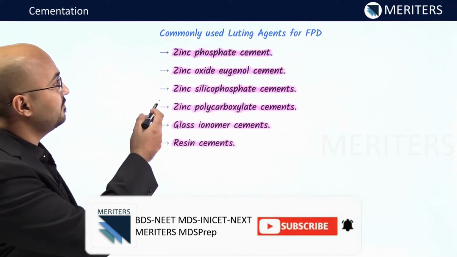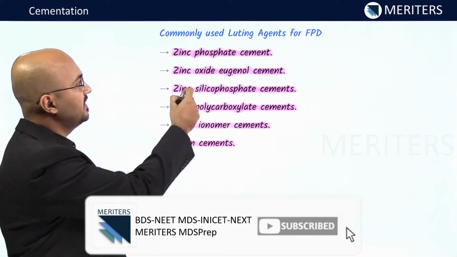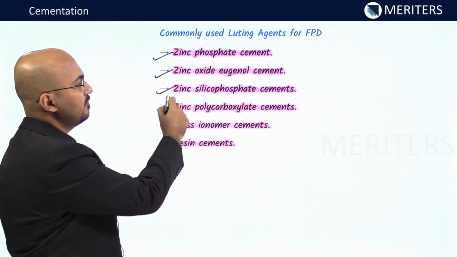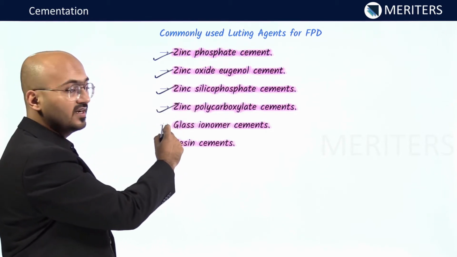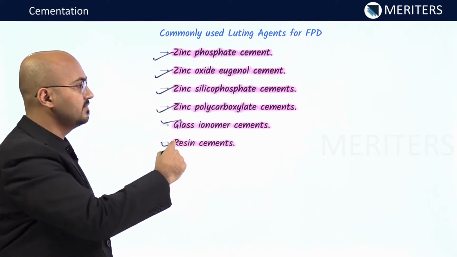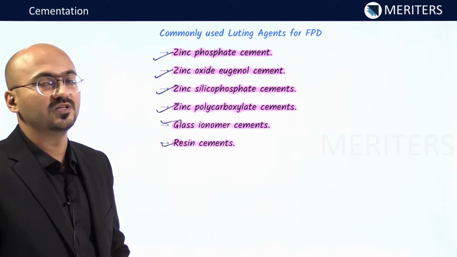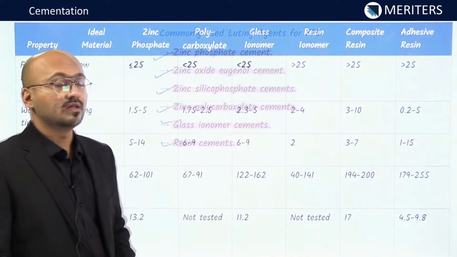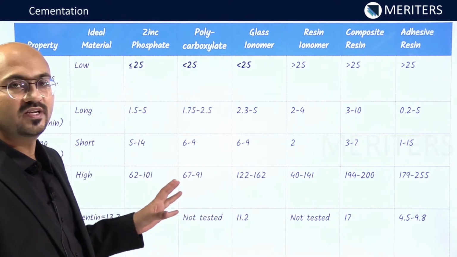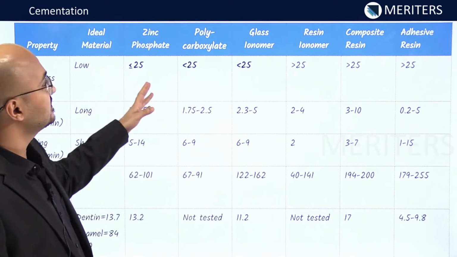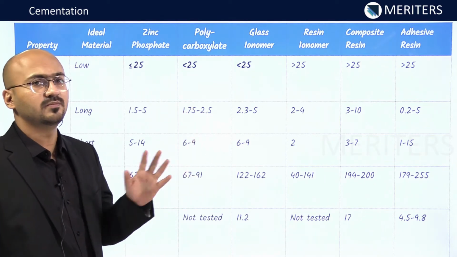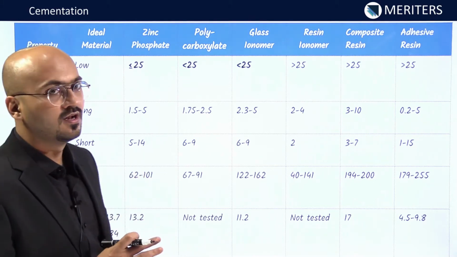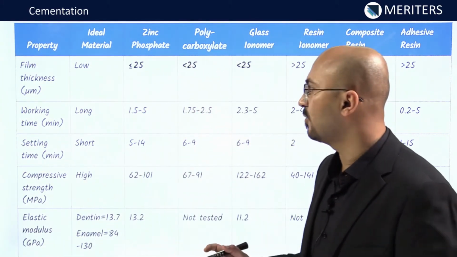We have amongst us a few commonly used luting agents in FPD. So zinc phosphate cement, zinc oxide eugenol cement, zinc silicophosphate cement, zinc polycarboxylate cement, glass ionomer cement and resin cement. So these are a few commonly used cements in dentistry for restoration of fixed partial dentures. This is a small summary of the properties of the resin cement, glass ionomer cement, composite cement, adhesive cement, zinc phosphate cement. So all the routinely used cements are condensed in this table. So let's have a quick look at what these properties are.